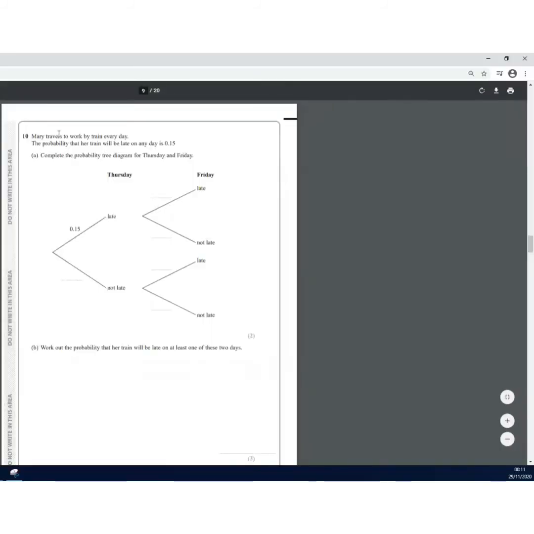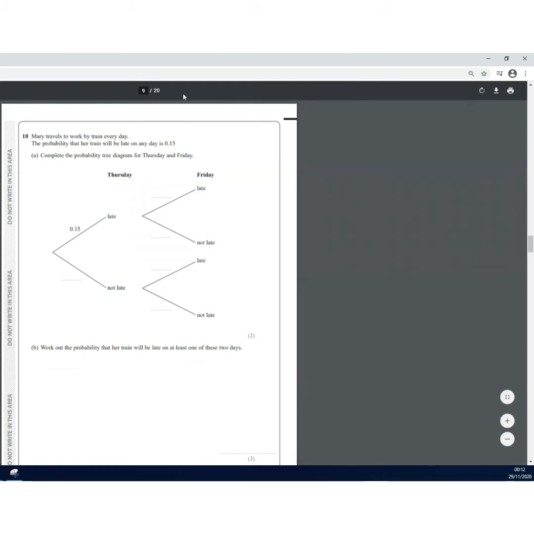In question number 10, it says, Mary travels to work by train every day. The probability that her train will be late on any day is 0.15. Complete the probability tree diagram for Thursday and Friday. So they've given us the layout of the tree diagram already. For Thursday, the probability of the train being late is 0.15.